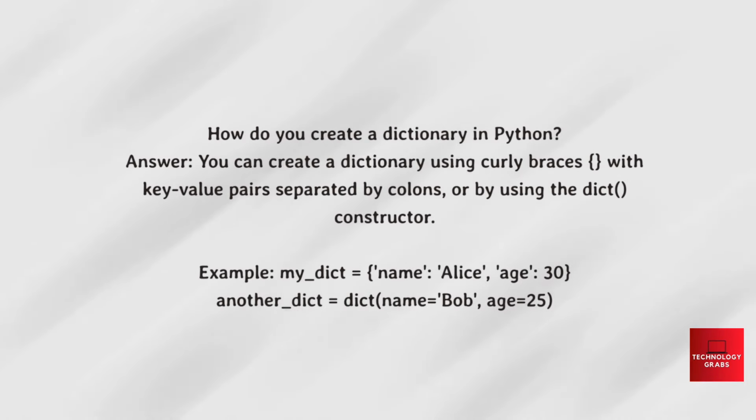How do you create a dictionary in Python? Answer: you can create a dictionary using curly braces with key-value pairs separated by colons, or by using the dict constructor. Example: my_dict = {"name": "Alice", "age": 30}; another_dict = dict(name="Bob", age=25).